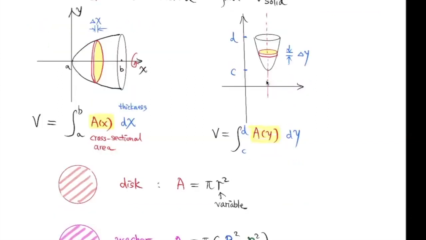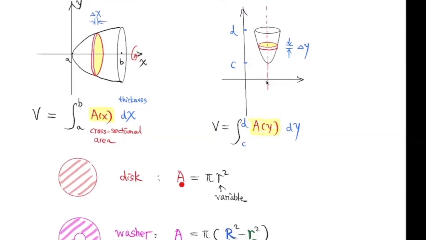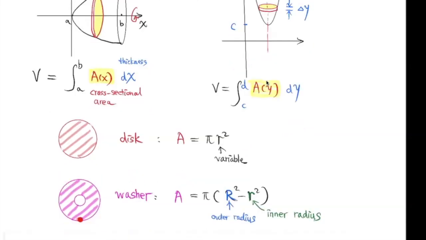Now, this cross-sectional area, if it's a disk, will be pi r squared. If the cross-section is a washer over here, the area will be equal to pi big R squared, subtract pi small r squared. Big R is the outer radius, small r is the inner radius.